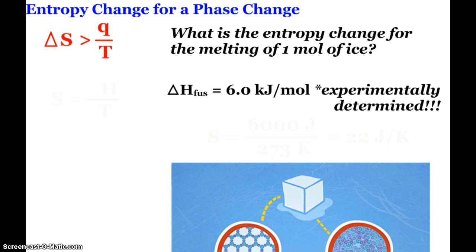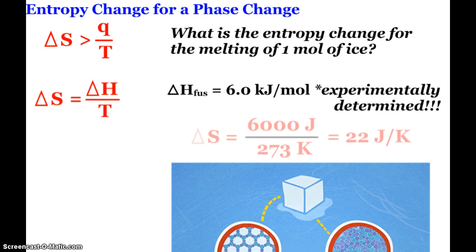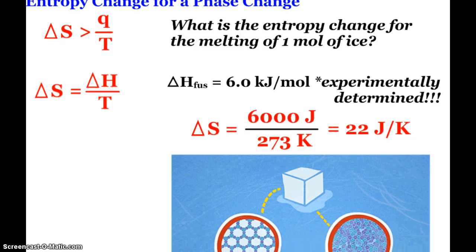So I can manipulate my equation, and instead of just delta S greater than Q over T, we know that Q is the same as delta H at a certain temperature and pressure, so I can say delta H over T. So what is the entropy change for the melting of 1 mole of ice? Well, the delta H fusion for water is 6 kilojoules per mole, which of course was experimentally determined. So our entropy is usually in joules per Kelvin, or joules per Kelvin mole. So I just switch that to joules, divide by the temperature that this is happening, 0 degrees Celsius, so 273 Kelvin, and I get 22 joules per Kelvin.